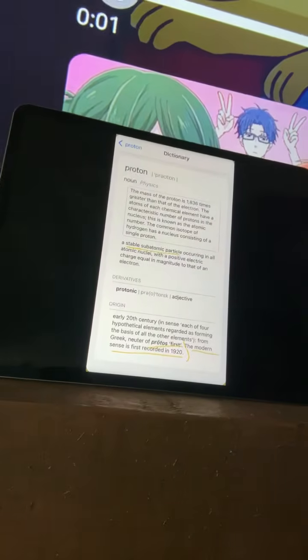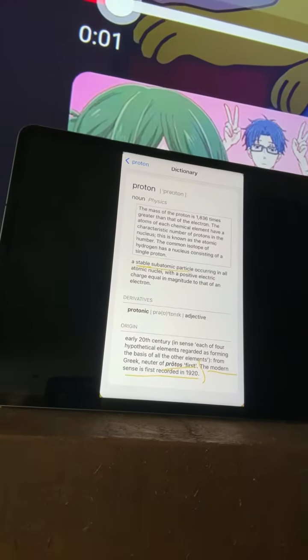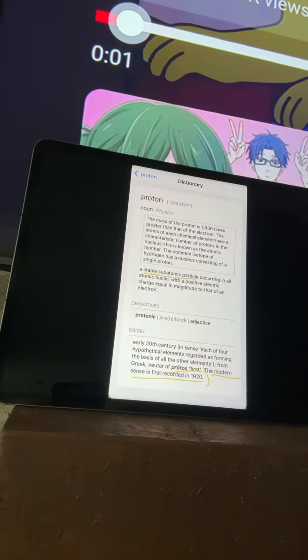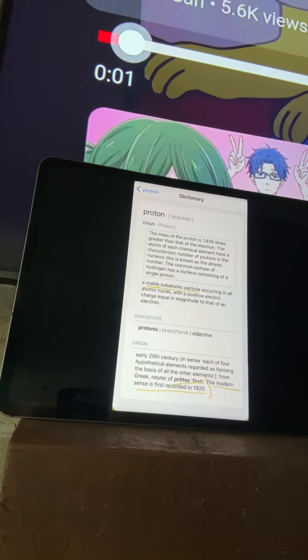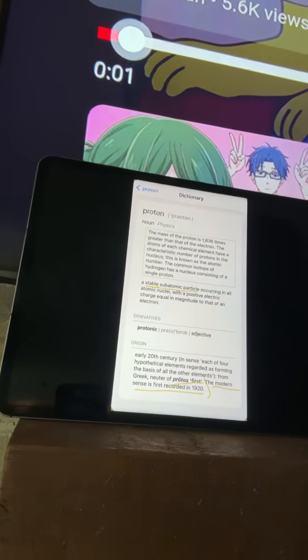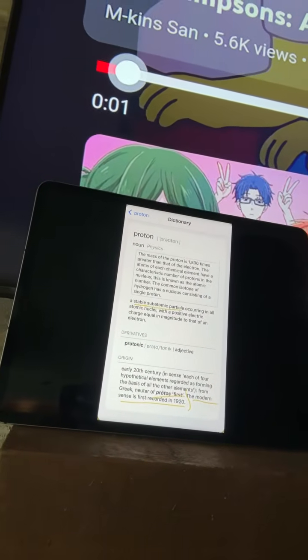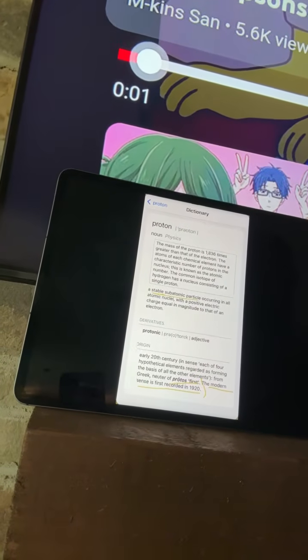First, we're going to go over proton, what it means. Let's look at this together. It says the mass of the proton is 1,836 times greater than that of the electron. The atoms of each chemical element have a characteristic number of protons in the nucleus, known as the atomic number. The common isotope of hydrogen has a nucleus consisting of a single proton, a stable subatomic particle occurring in all atomic nuclei with a positive electric charge equal in magnitude to that of an electron.